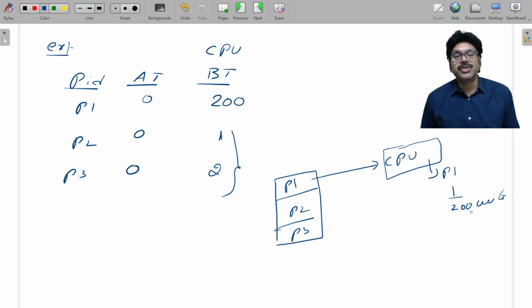During the execution of 200 units of time, how many jobs could you successfully complete? Only one job. That's why throughput is less, especially in multiprogramming. If it is 2000 units, then it's a pathetic situation for P2 and P3. They are unable to get access to the CPU.